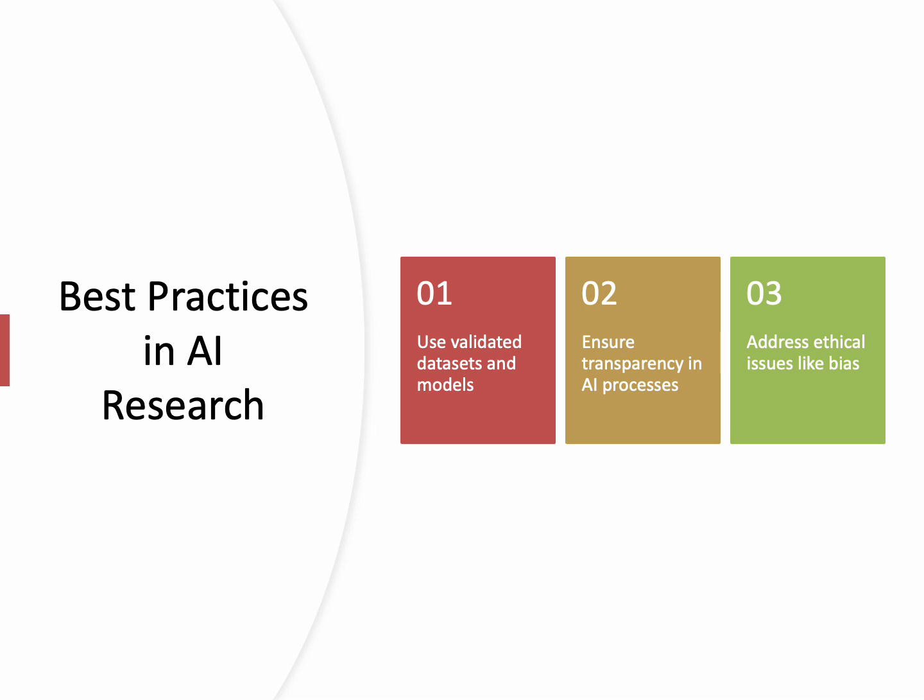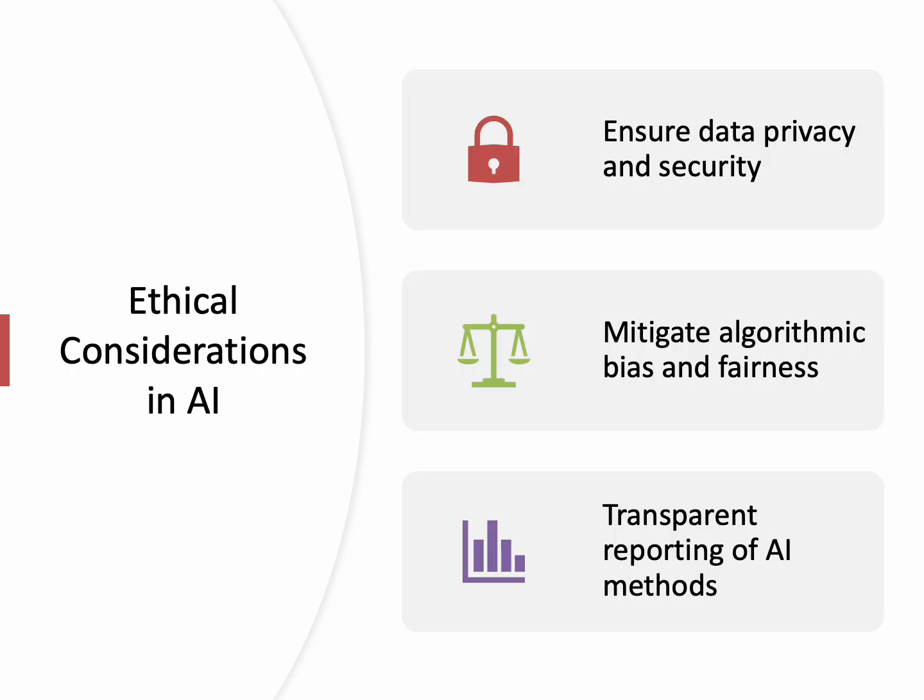This slide transitions to ethical considerations, where we'll delve deeper into ensuring integrity in AI-driven research. Following best practices, let's explore ethical considerations in AI research for healthcare management and social sciences. Ensuring data privacy and security is critical, particularly when handling sensitive patient records or social survey data. For example, encrypting healthcare data or anonymizing social responses protects participant confidentiality, adhering to Canadian privacy standards.